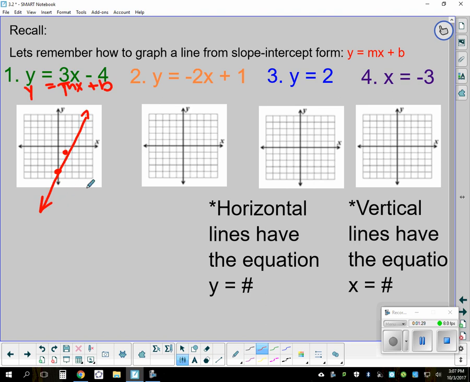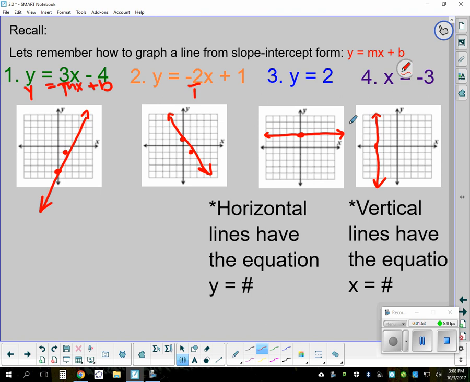Okay, pause the video and you guys do 2, 3, and 4. Okay, check out what I have. This number 2, your y-intercept is 1, and then your slope is -2/1, so down 2, right 1. Numbers 3 and 4 are kind of like some special cases, and I gave you some hints right here. If you don't know these, you might want to jot them down into your notes.